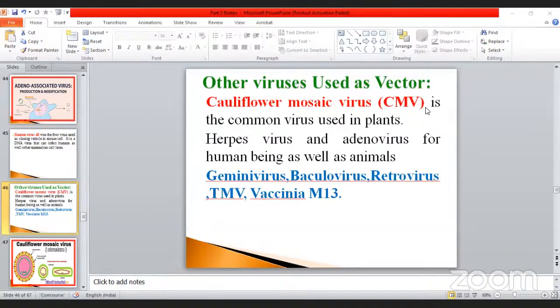Normally, all the plant viruses have genetic material. Do you know which one?